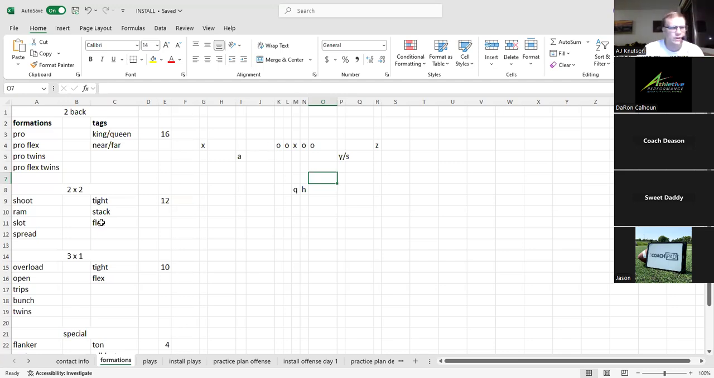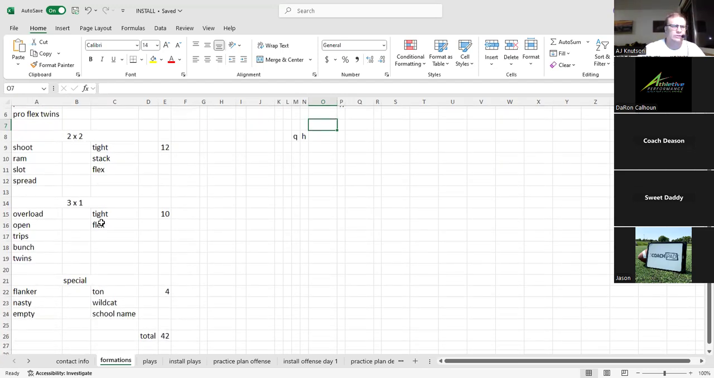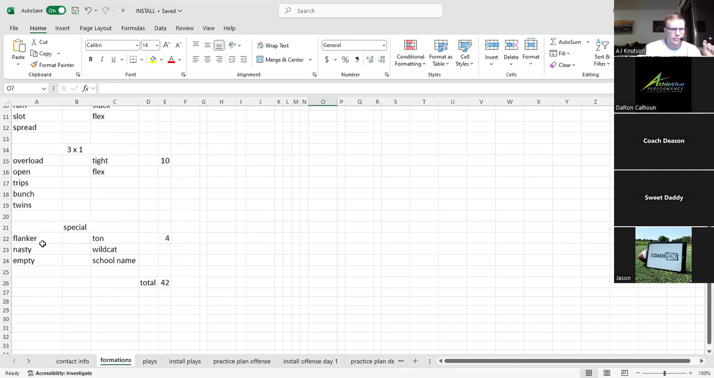And then again, red zone and goal line packages. We don't have a red zone. That's part of our normal offense, but this is our goal line package. We are going to go under center and we will run outside veer from under center, and then ton is a tag if we want to go tackle over and go unbalanced, which again would be a special formation. So that's also something to consider.